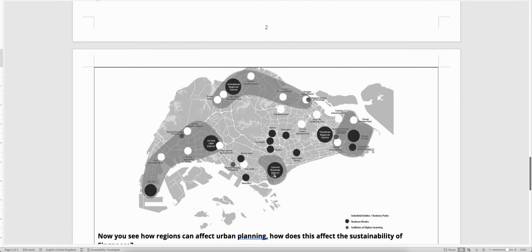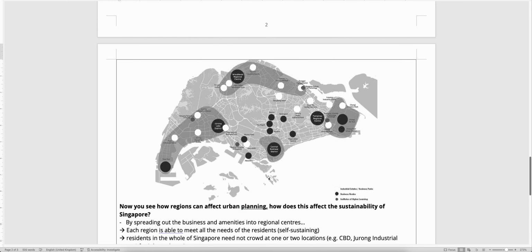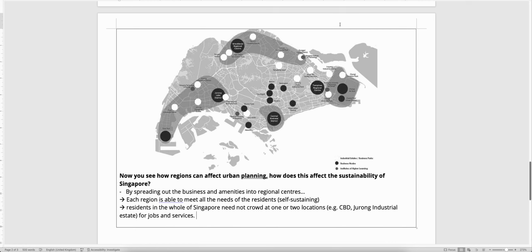Okay, so that's all we have for regions, a very short topic. How do we ask questions about this? I'm not very sure also. Hopefully by next year we'll be able to give you some ideas. Okay.